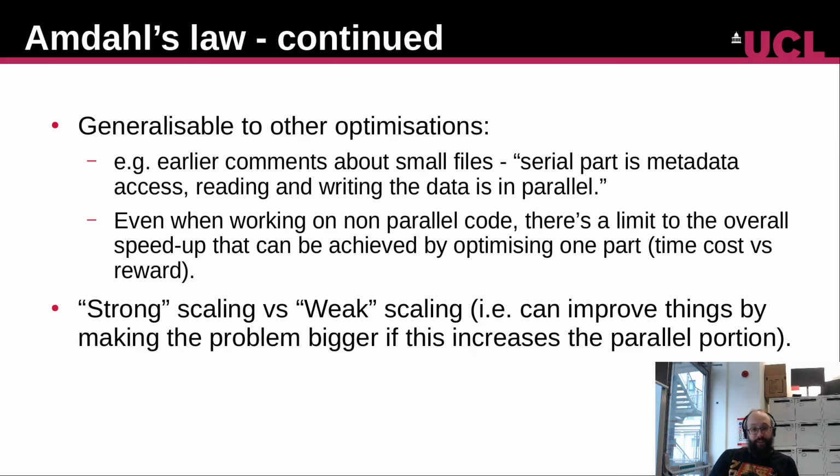One way around this is to use something called weak scaling. Strong scaling is making the same problem run faster as you scale it up. Weak scaling is where you scale up the size of the problem as well as the number of cores. This improves the parallelization because it increases the length of the parallel portion.